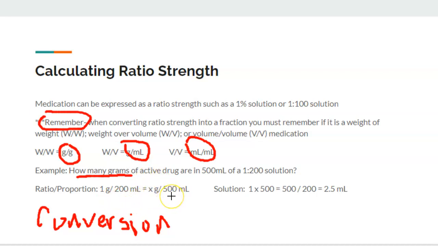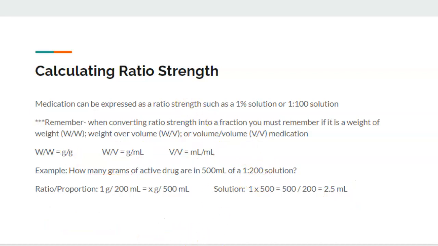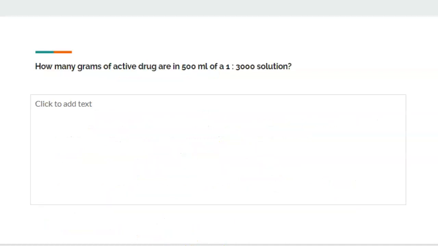So we're going to set it over 500. I'm just doing it by ratio proportion here, but you can do it by dimensional analysis if you'd prefer. We cross multiply and divide. 1 times 500 is 500, divided by 200, and our answer is 2.5. I think the biggest problem people have with this is putting the right units on the ratio strength. So let's go ahead and look at another problem.